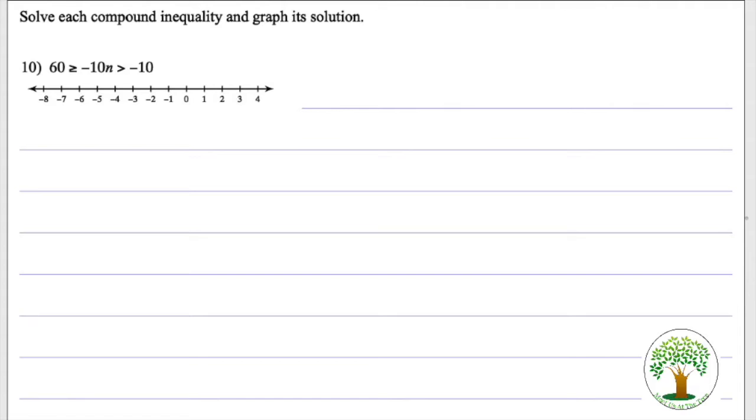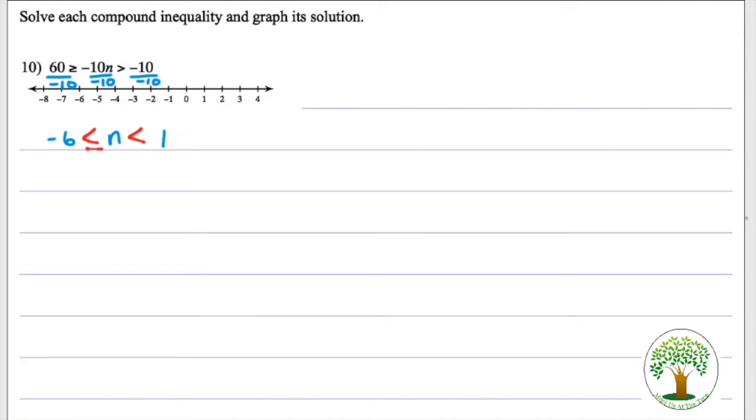So this negative 10 here, to get it away from that n, we're going to have to divide, but not just both sides, all 3 sides. So we're going to divide by the negative 10 and the negative 10 and the negative 10. So I'm going to get negative 6 on this side, an n in the middle, and a 1 on the side, but an alarm should be going off, because we divided by a negative. When we divide by a negative, we must flip the inequality around. This one has an equal on it. Don't forget that.